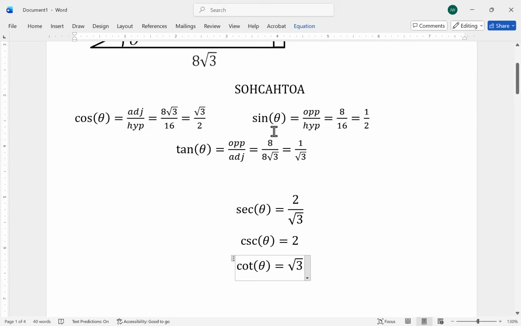So this is why we learn a mnemonic for SOHCAHTOA, but we don't really need another tool to do secant, cosecant, and cotangent because we know how those relate to cosine, sine, and tangent.